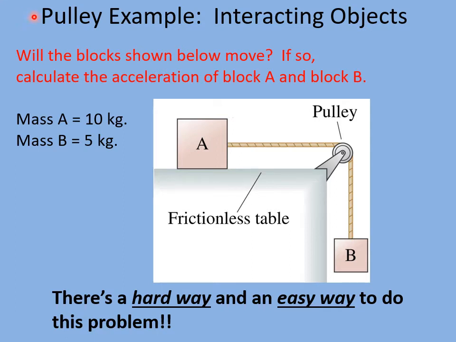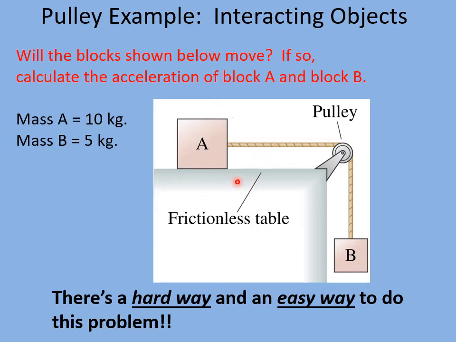Things get much more interesting and challenging when we have two objects connected by a rope and a pulley. So this is our first example of what are called interacting objects. So look at this picture here, which describes the situation. We have two masses, two blocks, block A up here, block B hanging down here from a rope that goes over a pulley and connects the two blocks together. Furthermore, for this problem, we're told that this surface up here is frictionless. So this would be, for example, a real smooth or slippery surface like ice or something like that on top of the table.